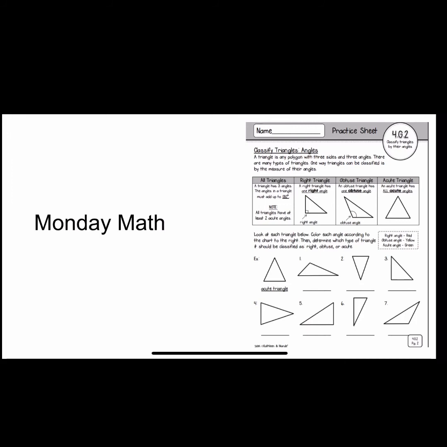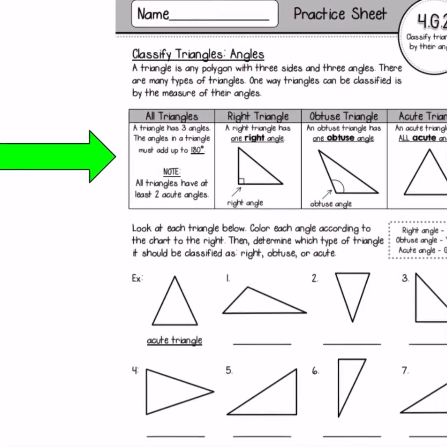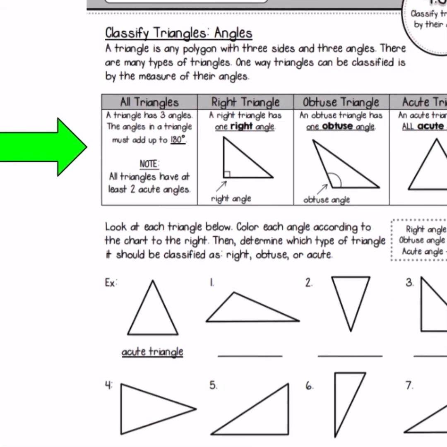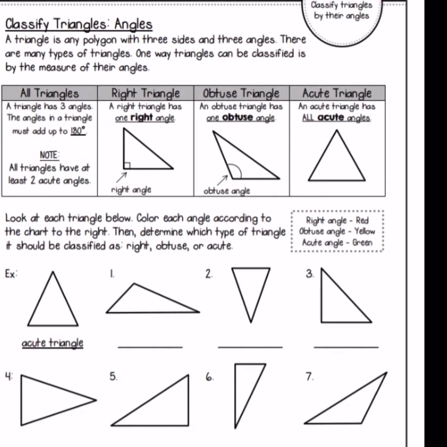Here's your Monday math, classifying triangles by angle. A triangle is any polygon with 3 sides and 3 angles. There are many types of triangles. One way triangles can be classified is by the measure of their angles. All triangles have 3 angles. The angles in a triangle must add up to 180 degrees. Note, all triangles have at least 2 acute angles. A right triangle has 1 right angle, an obtuse triangle has 1 obtuse angle, and an acute triangle has all acute angles.